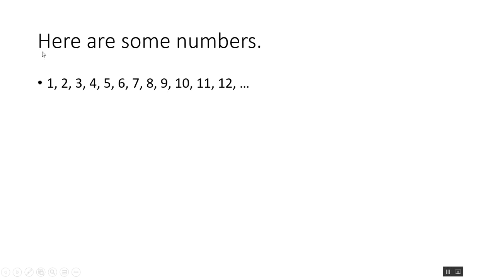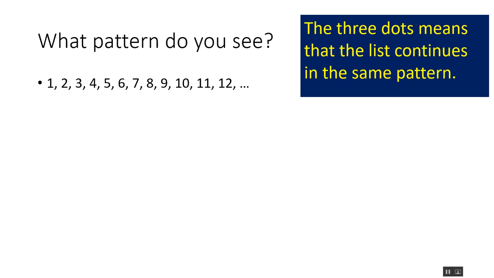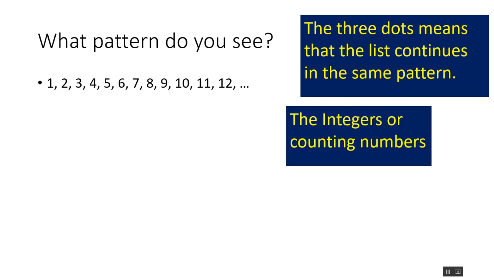here's some numbers. It's a sequence of numbers, and that's actually what they call it in math. It's a sequence of numbers. 1, 2, 3, 4, 5. And you can probably guess what these are already. What pattern do you see? And there's a little thing here that says the 3 dots at the end of the list. That means that the list continues in the same pattern.